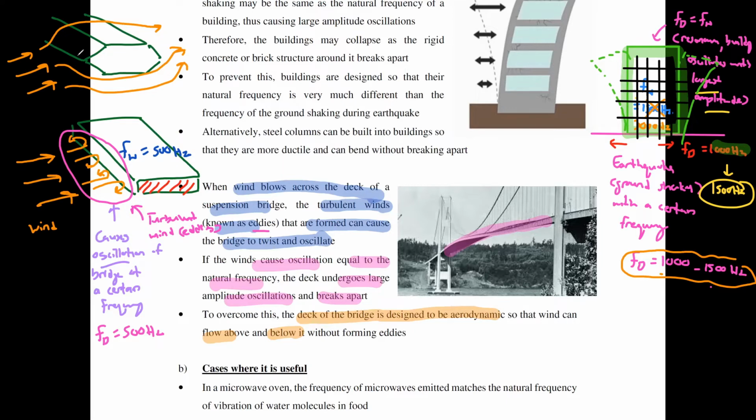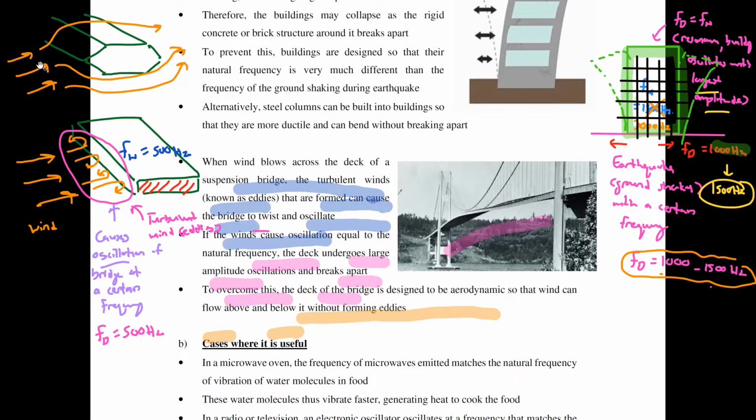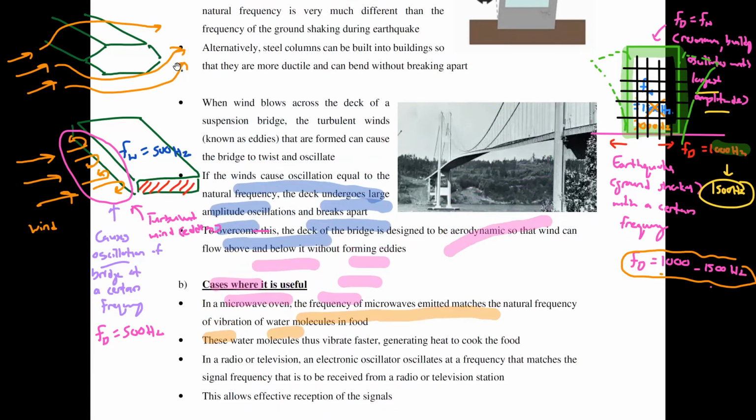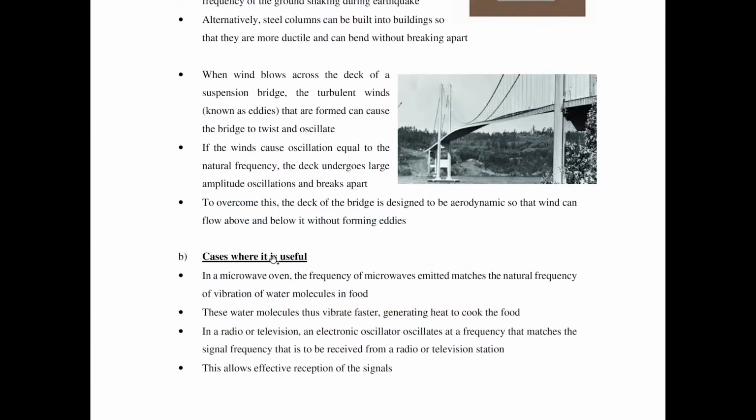So this is another example where resonance should be avoided and how you overcome it. Next are cases where resonance is useful. This one would probably be something that you would have learned in IGCSE before. A case where resonance is useful is in your microwave oven.